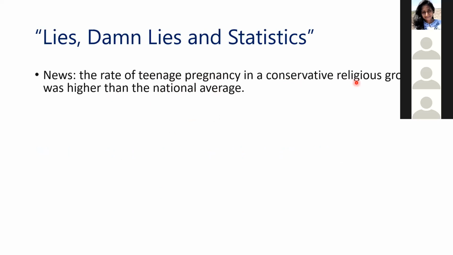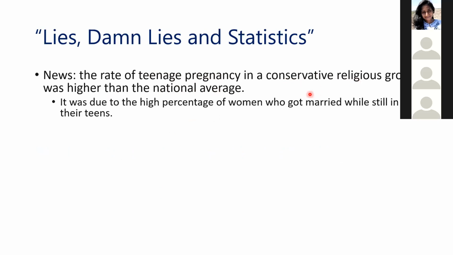Sounds fishy, right? So actually what happened was, they get married at a very young age. So they are still married, and there's no harm in the sense that nothing was violated, right? It was due to the high percentage of women who got married while still in their teens. That is why the rate of teenage pregnancy is higher than the national average, not because they are doing something bad, right?